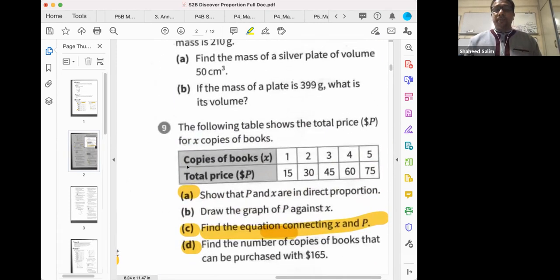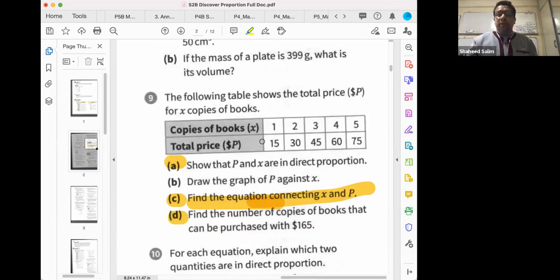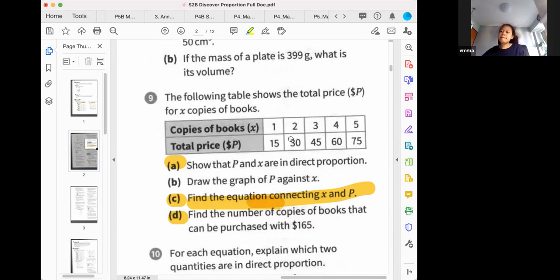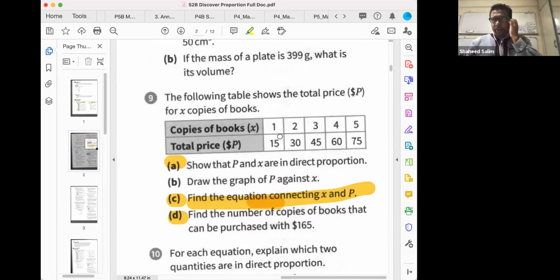So down here, let's see. P is dependent on how many books you buy. You buy more books, you pay more money. Can you see now? X is smaller than P, or X is smaller than Y.